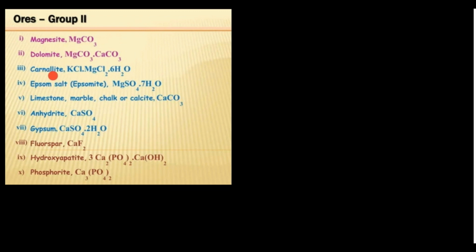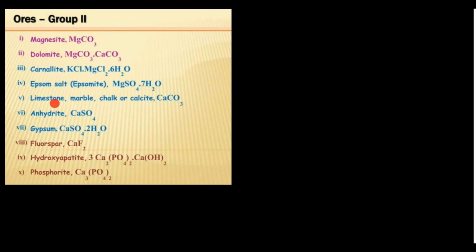Then you have carnallite. Carnallite is a kind of double salt, like dolomite earlier. It is a double salt of potassium chloride and magnesium chloride, and it is hexahydrated. Please remember, the water of hydration is 6 here. From here again you can extract your magnesium. Then Epsom salt is very common. Epsomite is the name: magnesium sulfate heptahydrate.